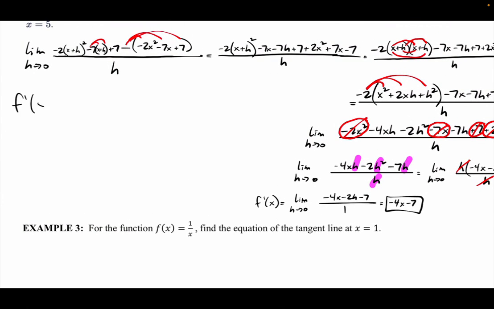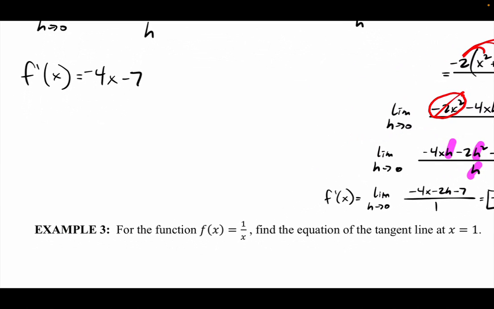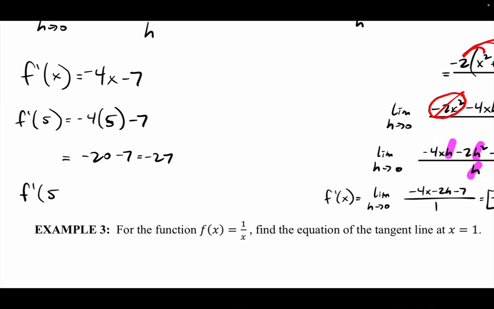And we just plug in 5. You're just going to plug in 5. Once you get the derivative, plug in 5 for x, and you're done. Negative 27. So negative 20 minus 7, yep, negative 27. So the derivative when x is equal to 5 is negative 27.